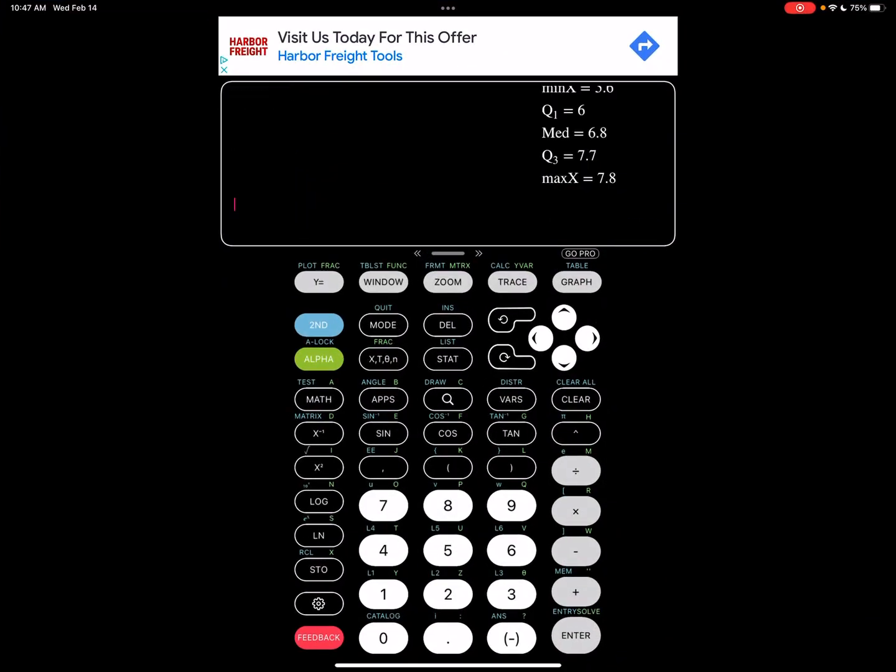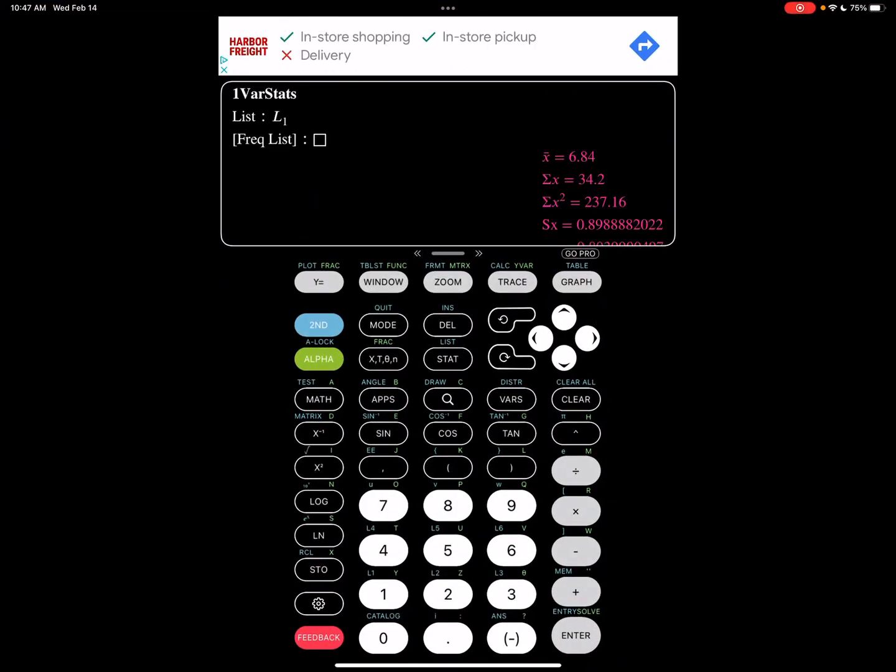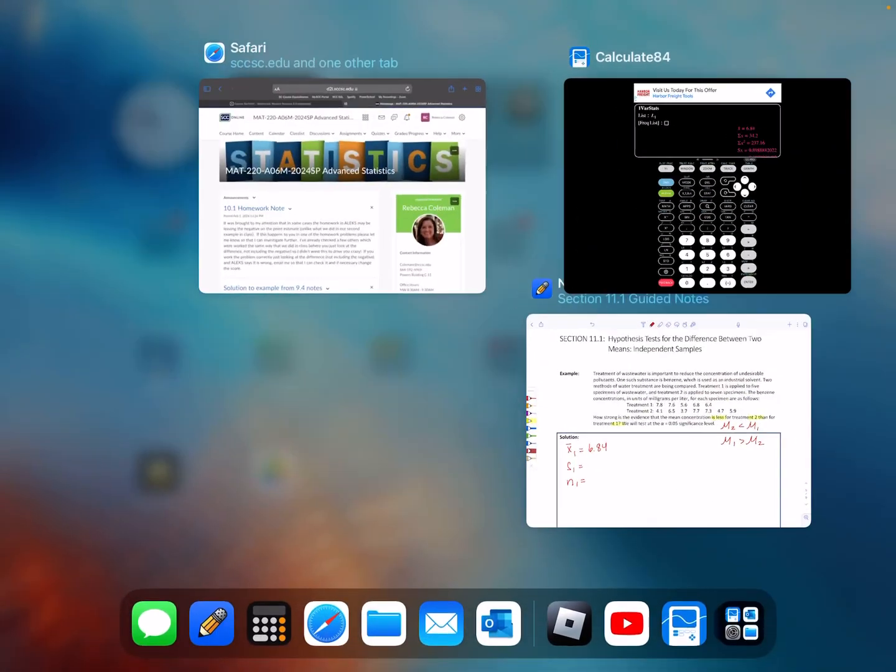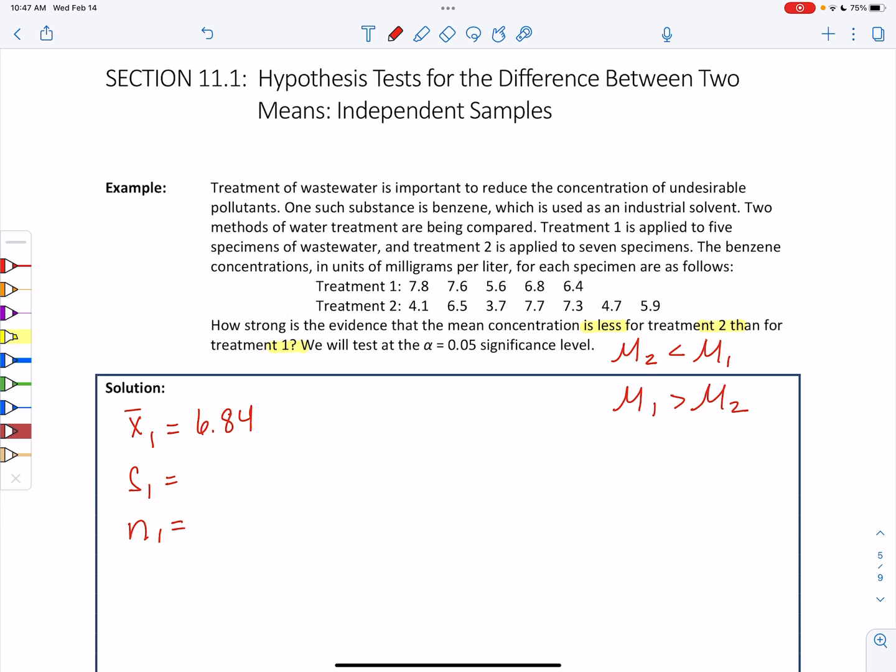If I scroll down a little, standard deviation for the sample is the value of S. I don't want population, I don't want sigma, I want S. And that's approximated here at 0.8989 if I round that to 4 places. And the sample size for group 1 is 5.